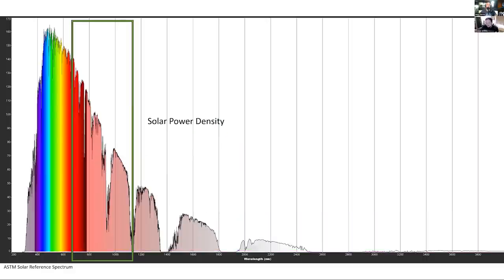So that is the area of the spectrum that we're focused on when we consider solar power density, which again is Rom's baby. We're focused on the infrared A part of the spectrum. And this is the reason that we can use the power density meters to measure things like tungsten halogen lamps, because they have a lot of energy in this part of the spectrum. So we can use them pretty well for this. Does that make sense? It definitely makes sense.